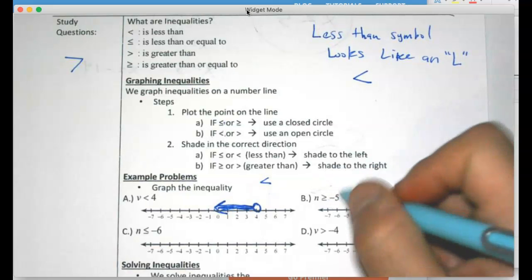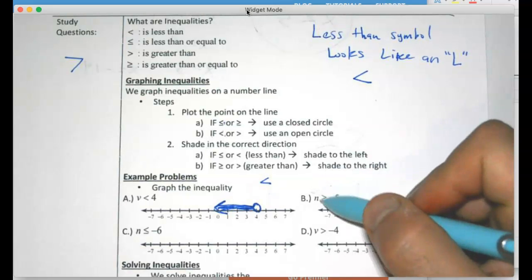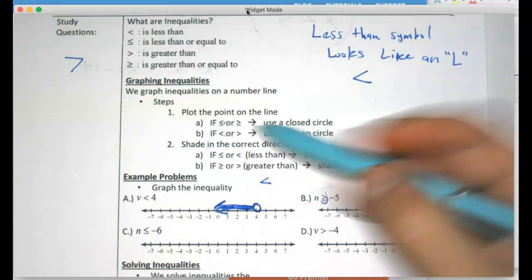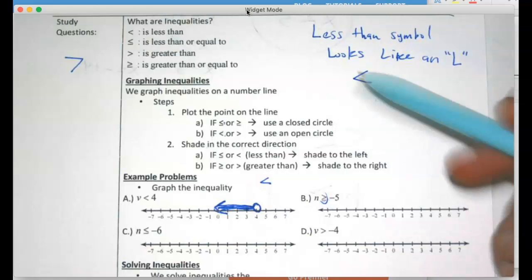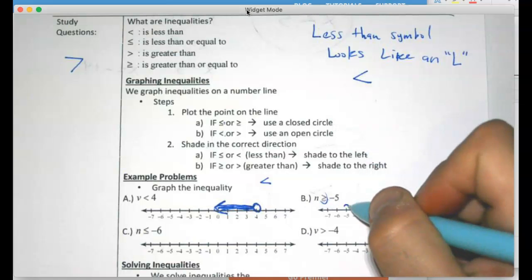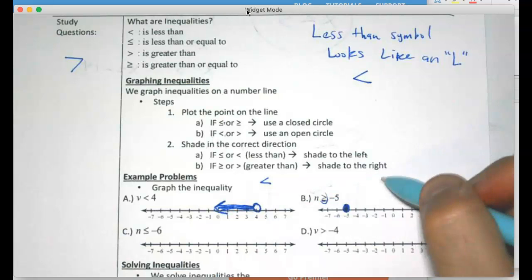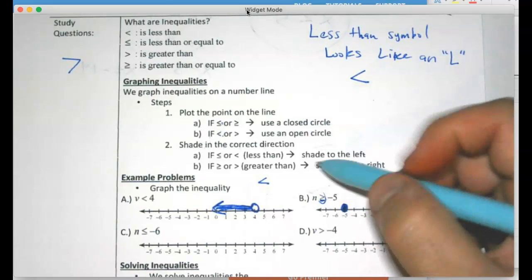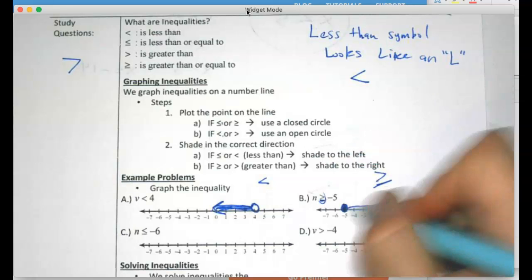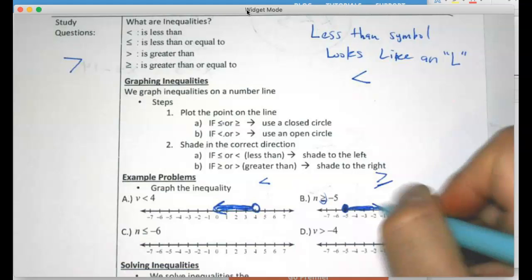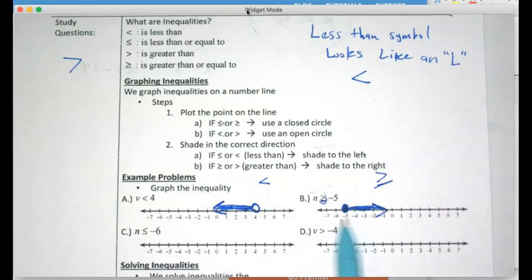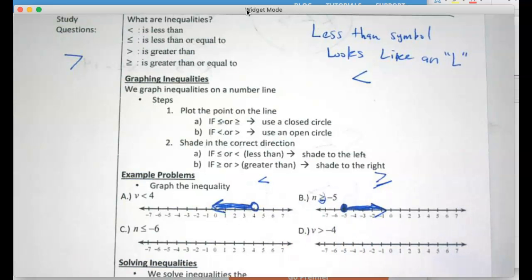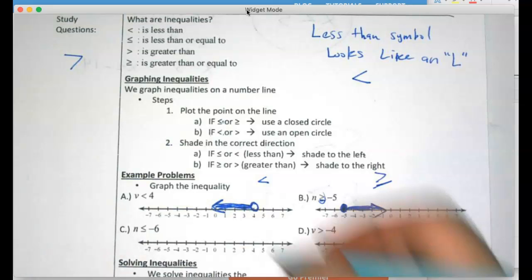Next I have N is greater than or equal to negative 5. Again, my symbol here says greater than or equal to. If you look back up here, greater than or equal to means use a closed circle. So at negative 5, don't leave it open, close it, because it has the or equal to part. It's not just greater than, it has or equal to. So make sure you shade in the circle, and it does say greater than, so you're going to shade to the right. So basically what we're saying is that any numbers that are negative 5 or any numbers that are greater than negative 5 would be okay to be N.